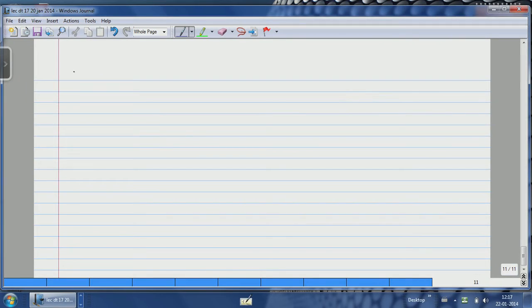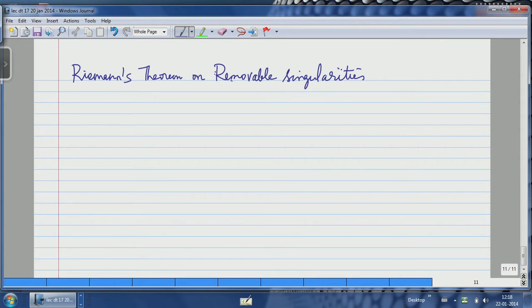So what I am going to do now is tell you something about the Riemann theorem on removable singularities, because it involves a lot of nice concepts, okay. So here is Riemann's theorem on removable singularities. And it's a very, very deep theorem, because it already uses some of the most basic theorems in complex analysis in its proof. Okay, so we'll see that.